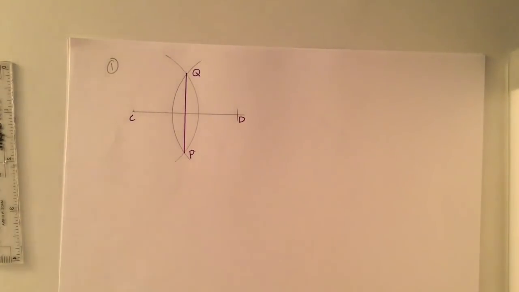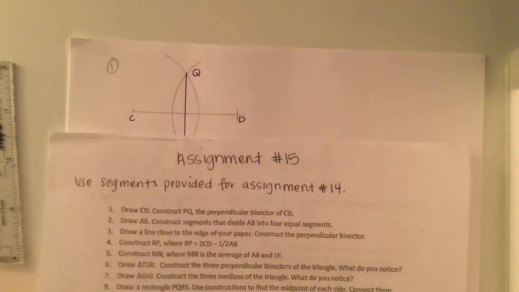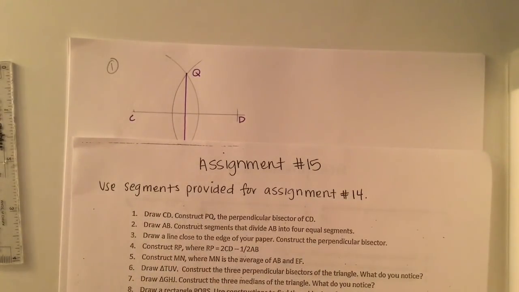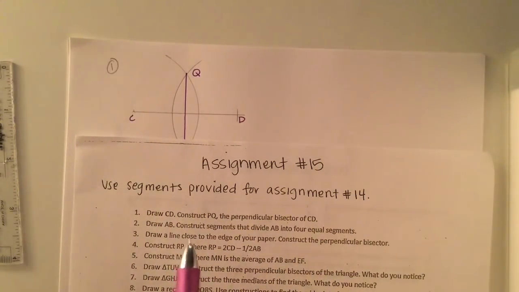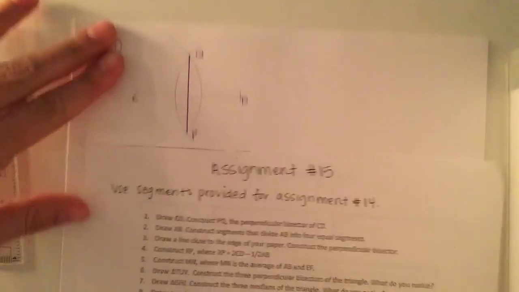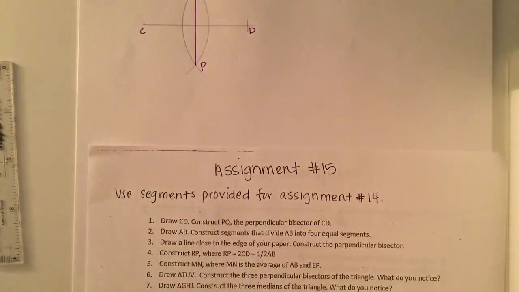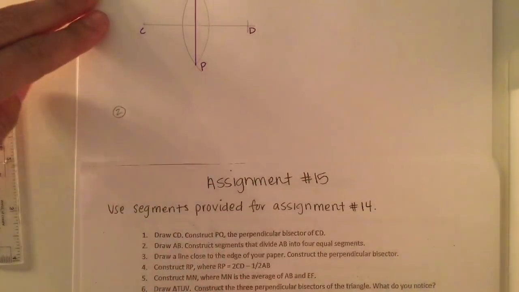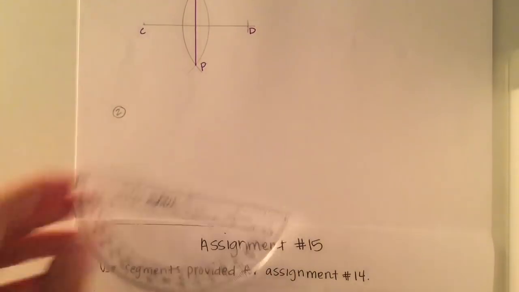All right. For number 2, on assignment number 15, we want to draw AB, and we want to construct segments that divide AB into 4 equal segments. All right, so for number 2, first thing I'm going to do is draw a segment.